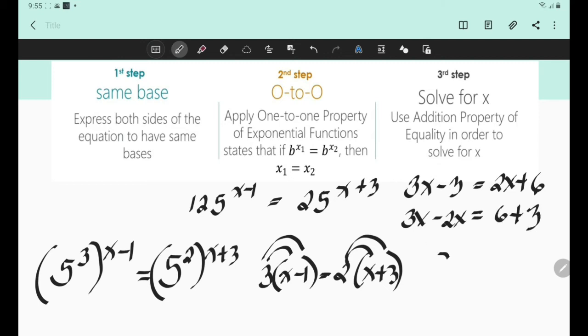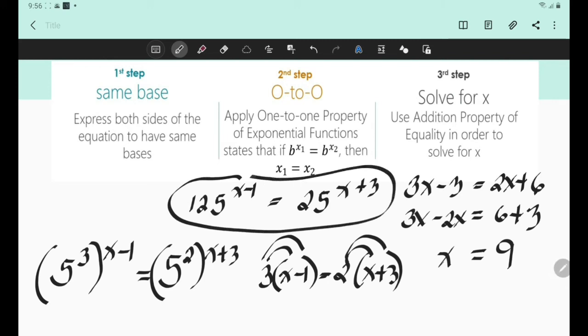So, 3x minus 2x is x. That is equals to 6 plus 3, and that is 9. Okay, so, the value of x is positive 9 para lang maging equal etong 125 raised to x minus 1 is equals to 25 raised to x plus 3.